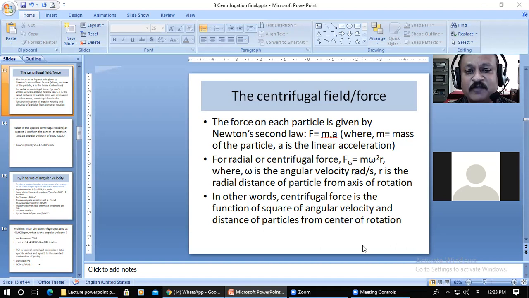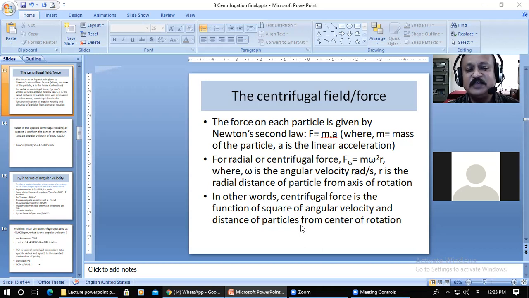That is angular velocity, and that is multiplied by the radial distance of the particle from the center of the axis of rotation. So that is r. So centrifugal force is expressed like this: F is equal to mass into the angular velocity, omega square r.